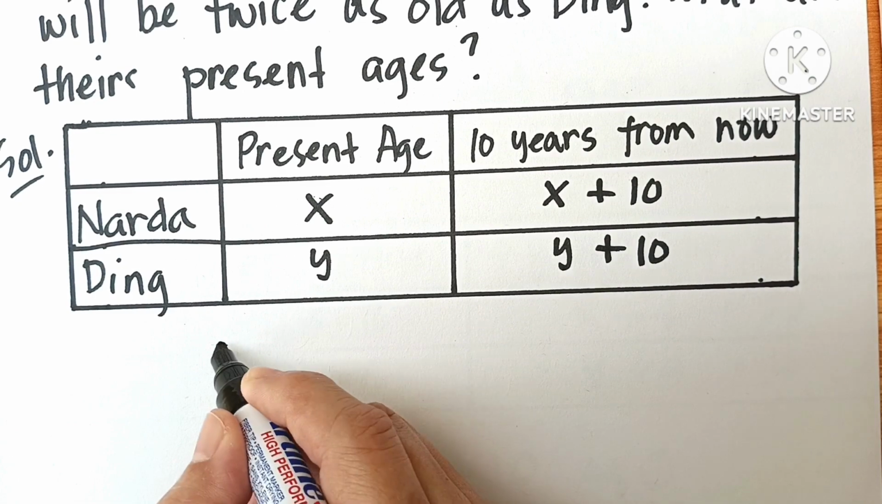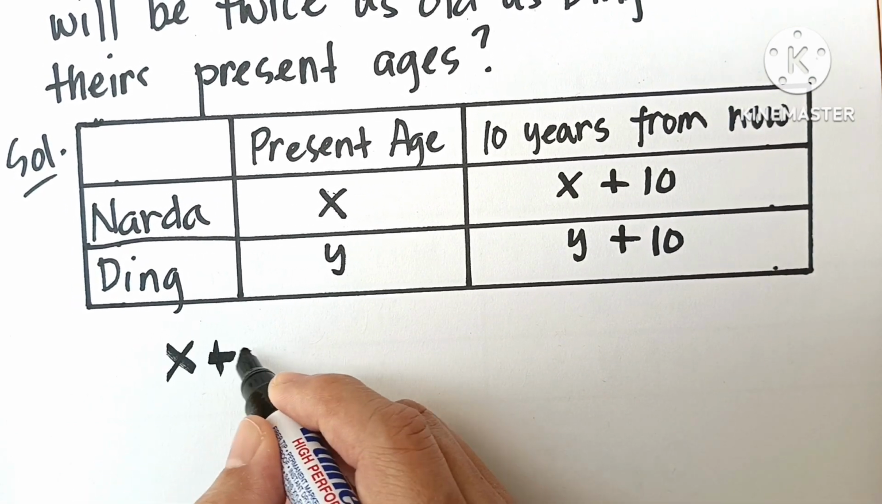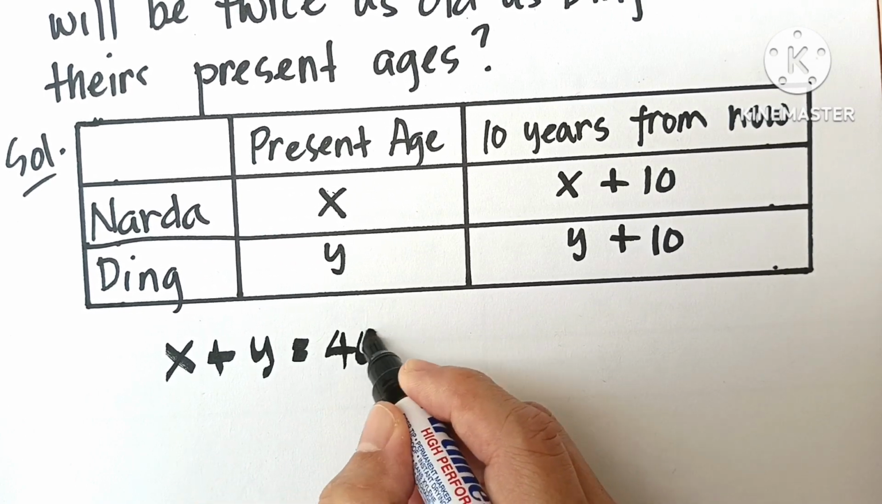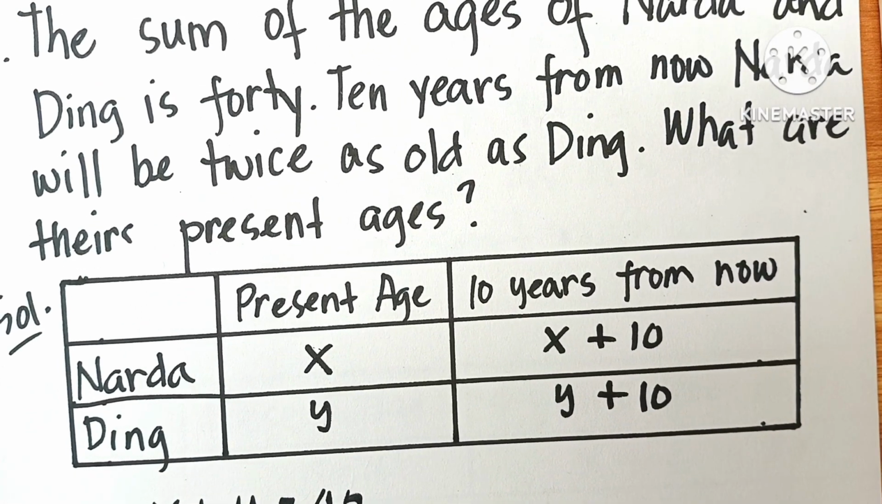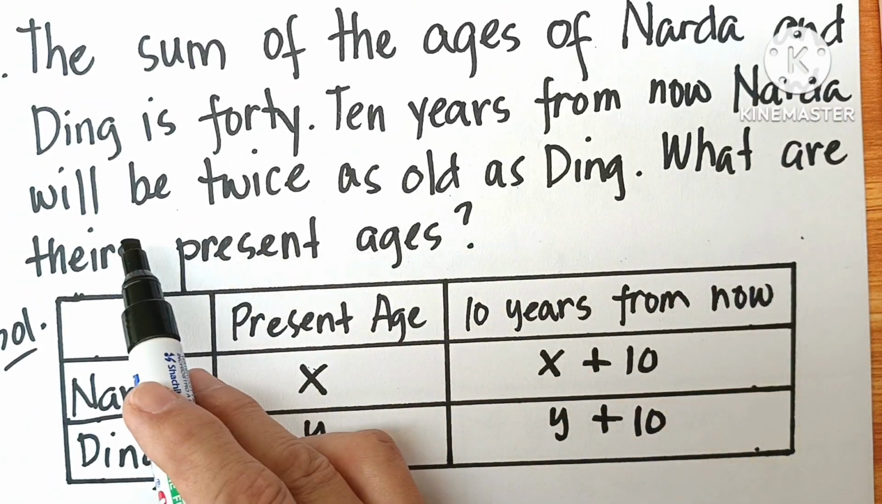So let us now construct the first equation by using the first statement, no? Ang sum daw ng age nila ay 40. So how do we write that in symbol? Di ba naaral natin yan? We just follow the statement word for word. X plus y is equal to 40. So, ganun lang kadali, no? So, that would be our equation 1.